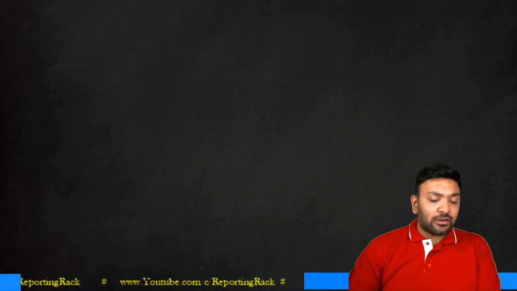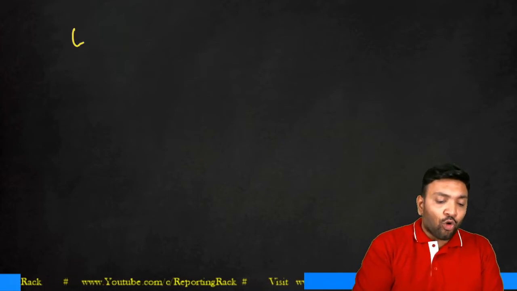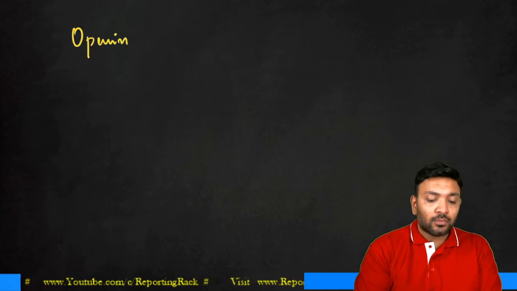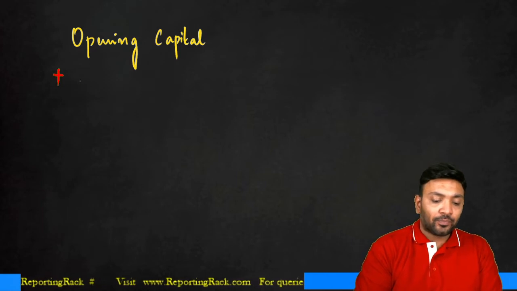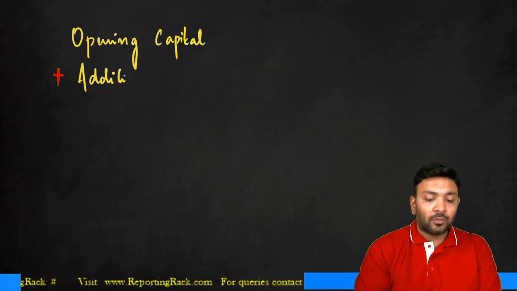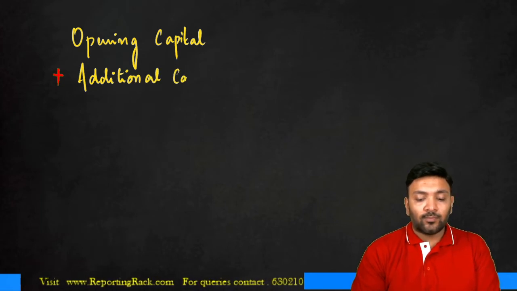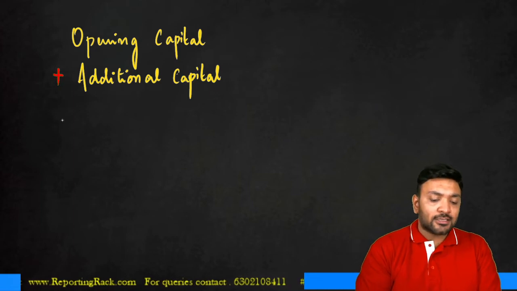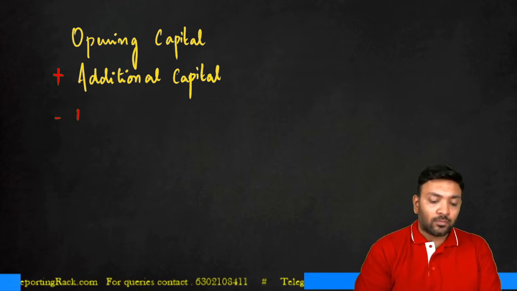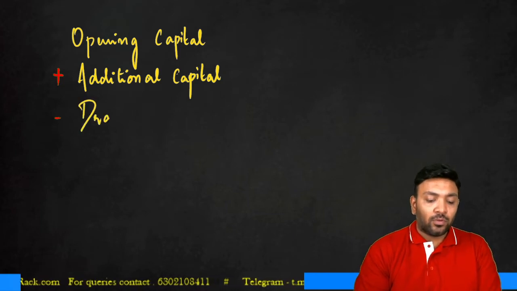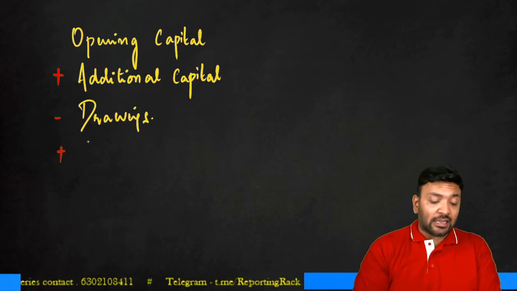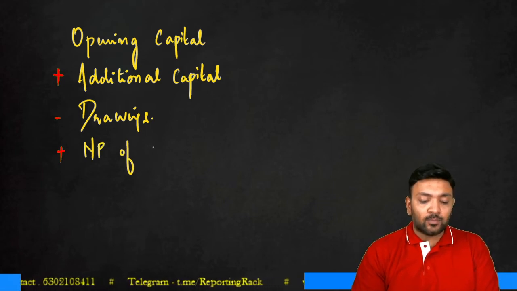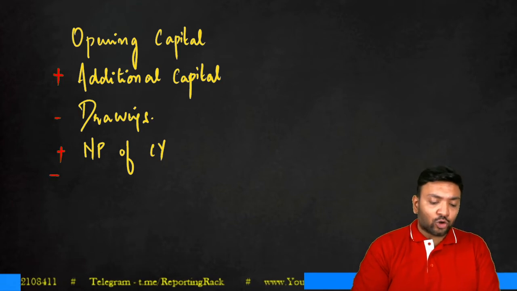Guys, you remember the capital definition, or how do I identify capital in the balance sheet? Opening capital, plus additional capital, minus drawings, plus profit during the current period, net profit of current year. This should give us the closing capital.